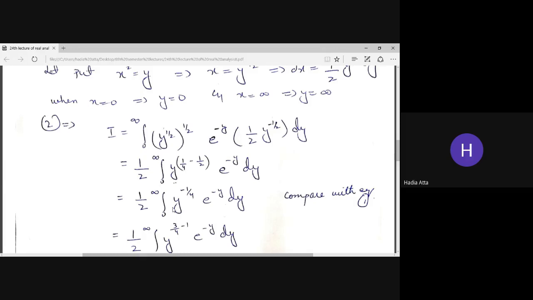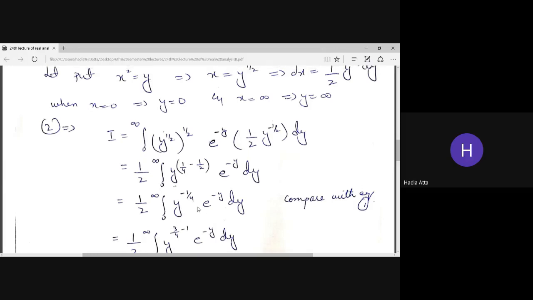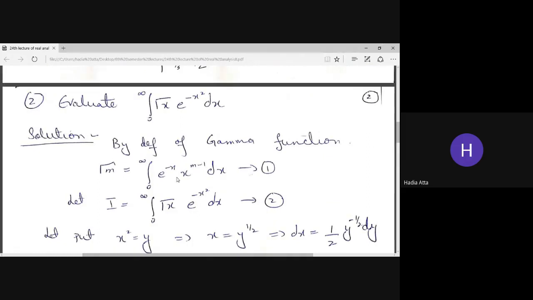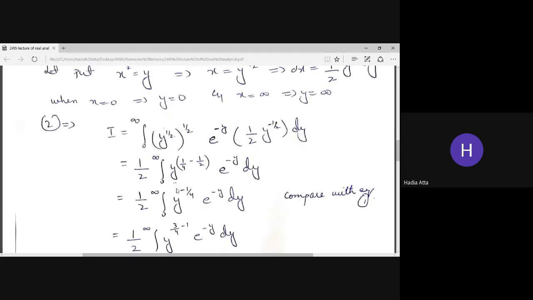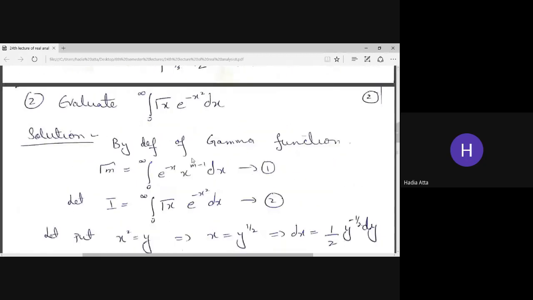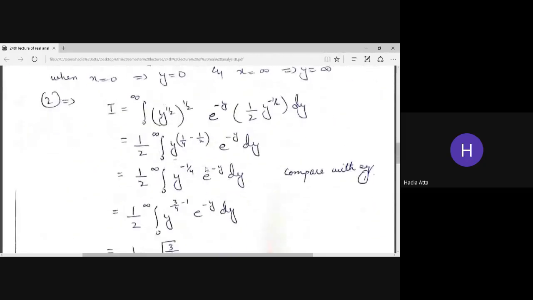This is in the form of, again, the definition of a gamma function, like this one, equation number 1. Here we have e to the power minus x, and here we have e to the power minus y, so there is no change. We have to split that minus 1 by 4 in the form of m minus 1. How to do it? You can write minus 1 by 4 as 3 by 4 minus 1, because if you simplify this value, you will again get minus 1 by 4. So this satisfies the definition of a gamma function.